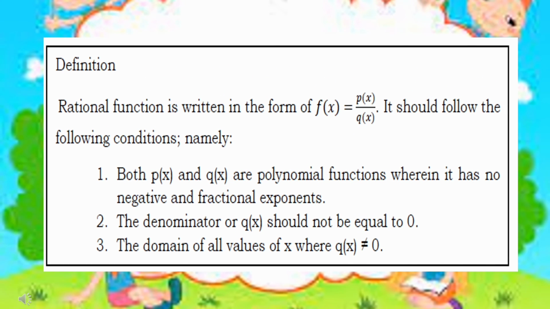So before we end this video lesson, always remember that the rational function is written in the form f of x equals p of x divided by q of x. It should follow the following conditions. First, both p of x and q of x are polynomial functions where it has no negative and fractional exponents. The second one is the denominator or q of x should not be equal to 0 because the answer is undefined. The third one is the denominator of all values of x where q of x must not be equal to 0.